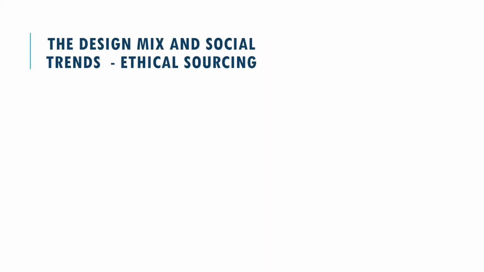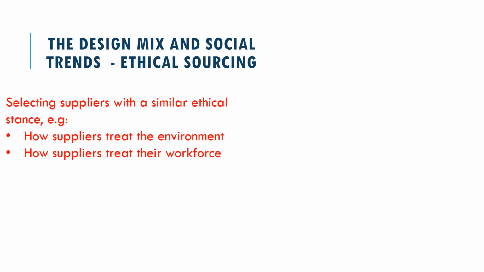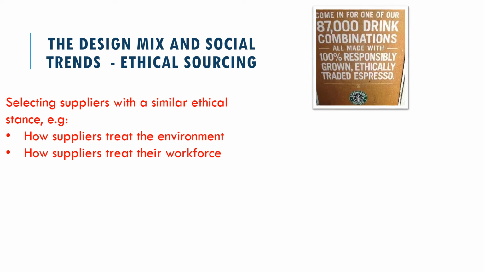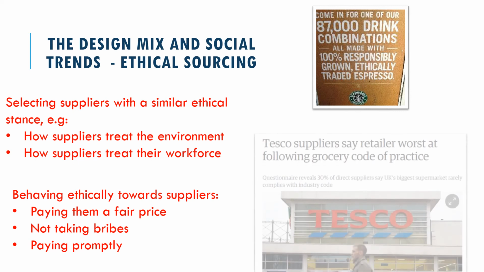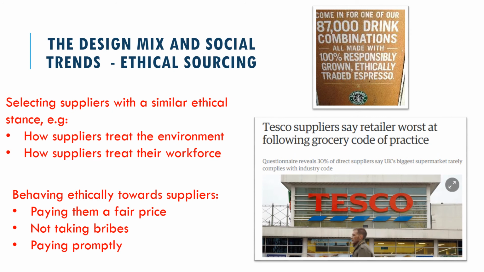Another trend in society that's had an impact on product design is ethical sourcing. So now businesses may increasingly select suppliers with a similar ethical stance. So for example, a coffee company that chooses responsibly grown coffee bean farmers. Also, they will maybe need to behave more ethically towards their suppliers, so paying them a fair price, not taking bribes and paying promptly. Otherwise, they may face bad press because of the nature of the product or the service that they're providing.